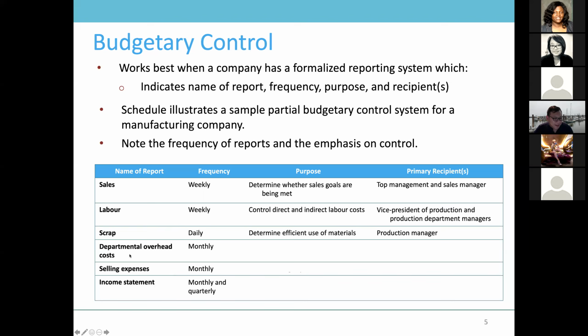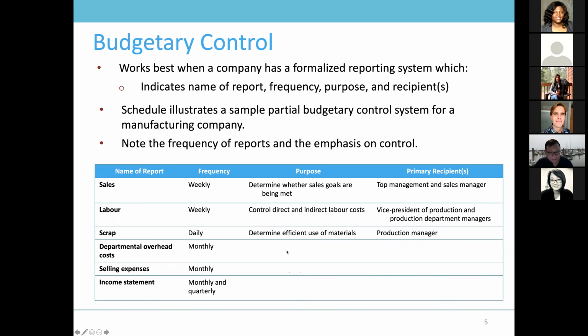Okay, departmental overhead cost, monthly. Let's see, Maddie. Would it be controlling the overhead costs? And then would it be the department manager that would be in charge of the overhead? That's exactly right. Thank you.